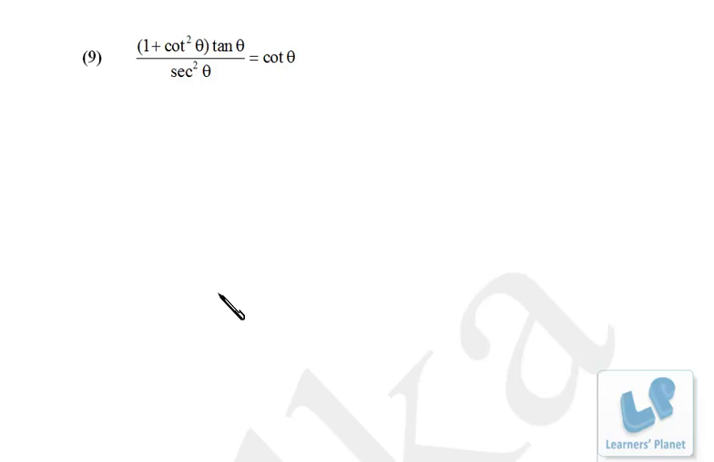Now, first of all, let's try this sum. As usual, we'll begin from the left hand side and we'll reach the right hand side. Now, (1 plus cot square theta) tan theta by sec square theta, that we have to solve. Now we can use the identity that 1 plus cot square theta is equal to cosec square theta. So we can directly put the value of 1 plus cot square theta as cosec square theta over here. So it's cosec square theta.